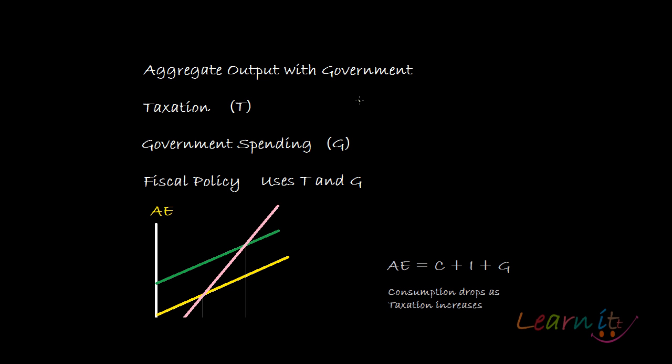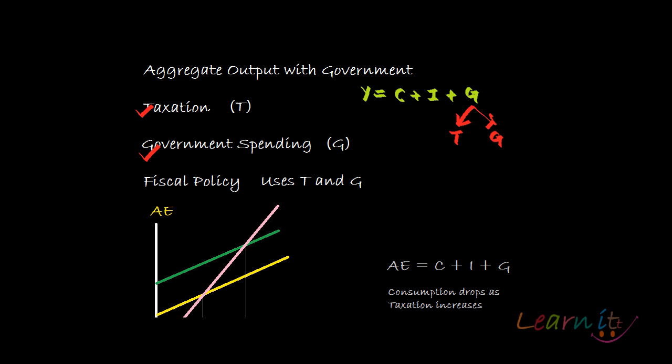Aggregate output with government. What we have done earlier is that our closed economy model consisted of only two sectors. One is consumers, another is firms. Now we are adding one more sector to this model, that is government. Government can also affect the aggregate output. The ways in which government can affect aggregate output are, one, through taxation and the other, government spending. These are the tools of fiscal policy, both taxes and government spending.